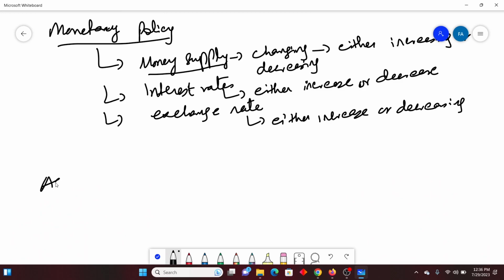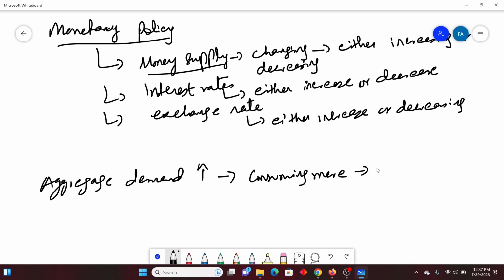So let's talk about that. What happens if aggregate demand is high? What do I mean by this? Aggregate demand is high means that people are consuming more. People have more money, and they are consuming more. Why am I teaching you like this? The reason is that you have to do the analysis part in economics, so you have to connect things very well, and you get the marks for analysis. This analysis will take you to the level 2 answer, and afterwards you have application and evaluation too. These are the basic skills which are required.